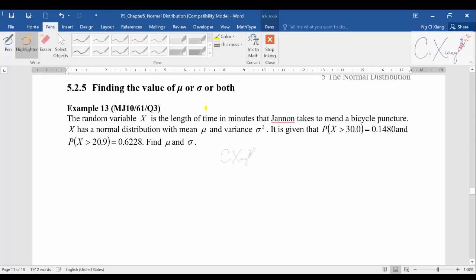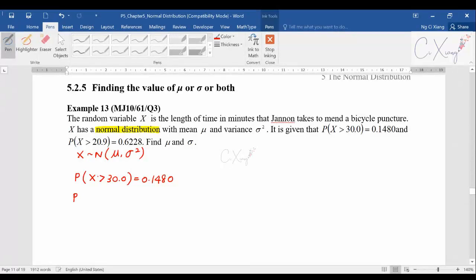They are talking about x, the length of time in minutes. X has the keyword normal distribution. Can you see it? When they tell you it is normally distributed, they didn't tell you the value for the mean and the variance. No matter, I will still write it out: mean I don't know, variance I also don't know. Never mind. Then it is given that x greater than 30 equals 0.1480.